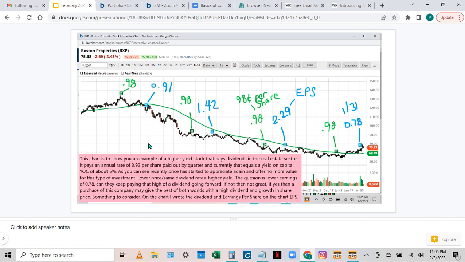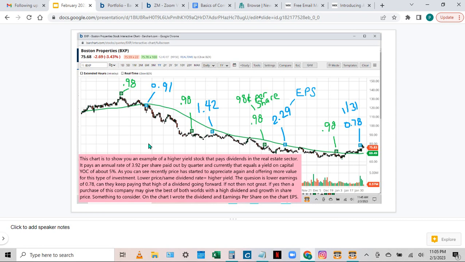Pays an annual rate of $3.92 per share, paid out by quarter, or 98 cents per share per quarter. Currently, that equals a yield on capital, YOC, which is what a dividend investor kind of looks at, of about 5% yield. So that does not include any decrease or increase in share price. That's just the yield of the dividend, 5% yield at today's price.